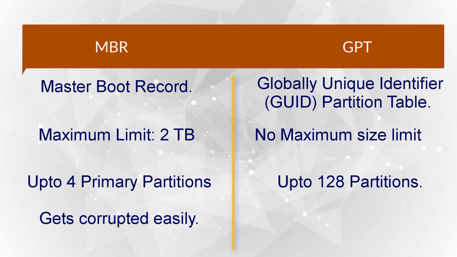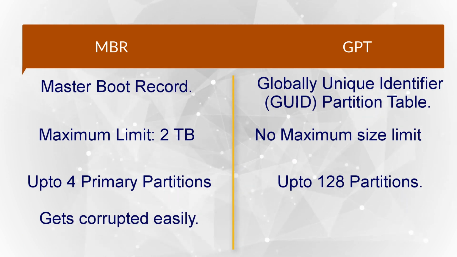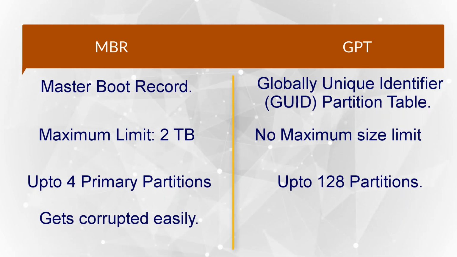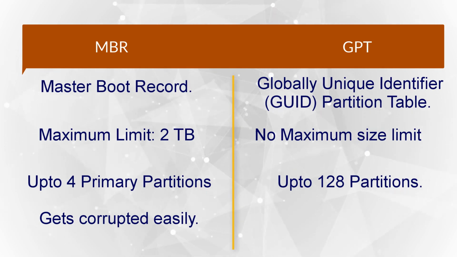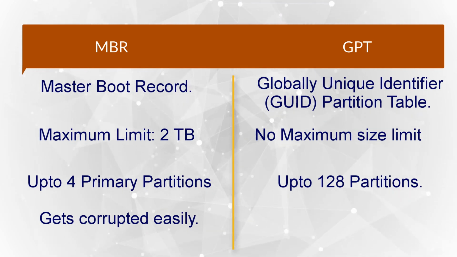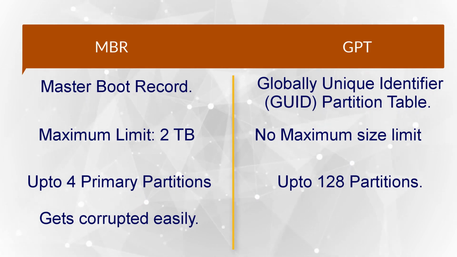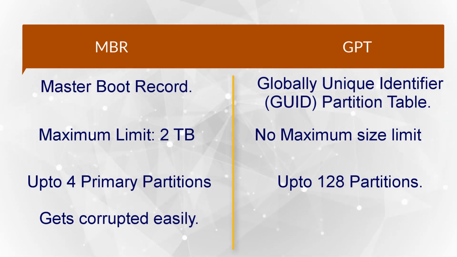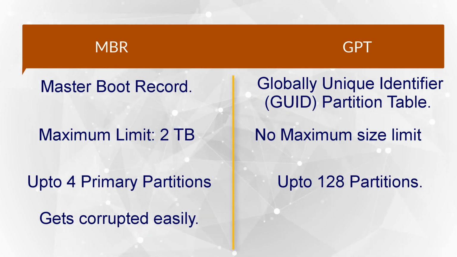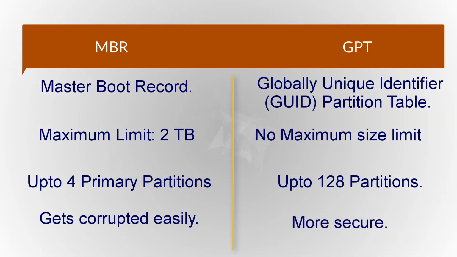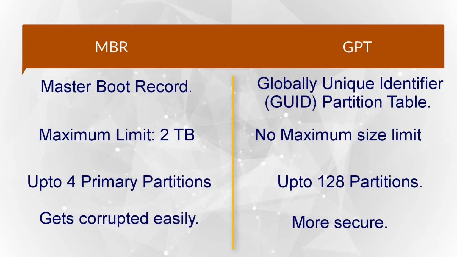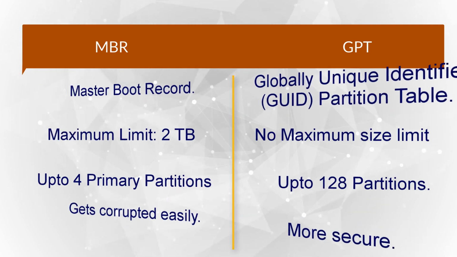Gets corrupted easily: MBR has chances of getting corrupted even with a small error. On an MBR disk, the partitioning and boot data is stored in one place. If this data is overwritten or corrupted, you're in trouble. More secure: GPT is relatively more secure. It stores multiple copies of the data across the disk, so the data can be recovered if it is corrupted.